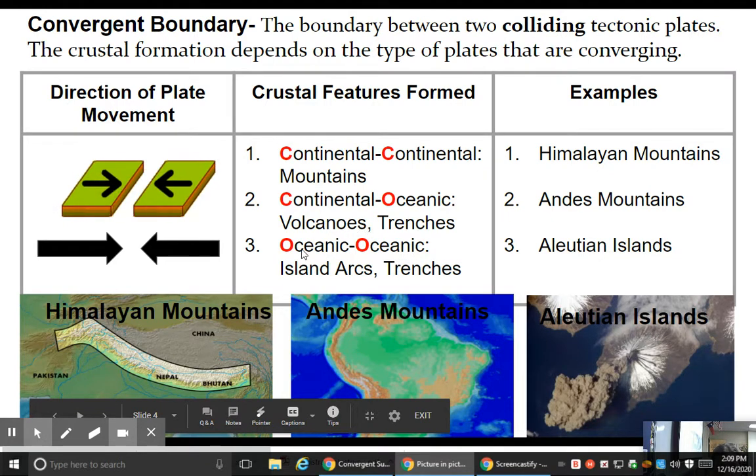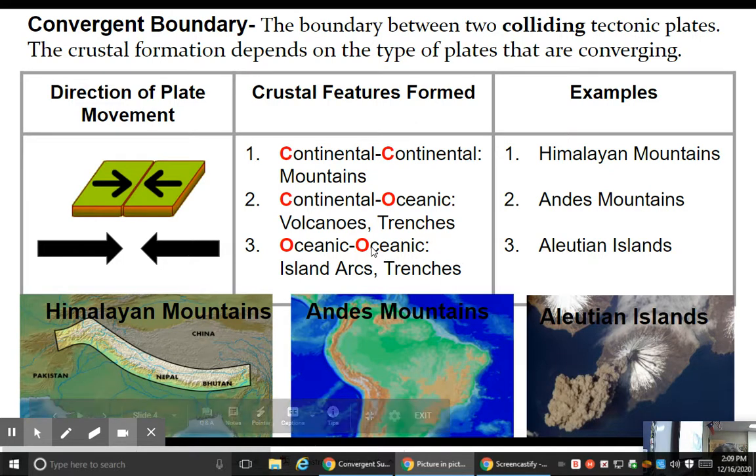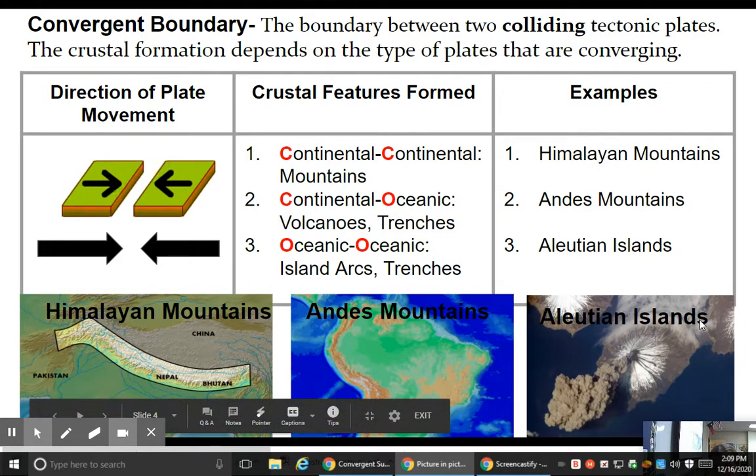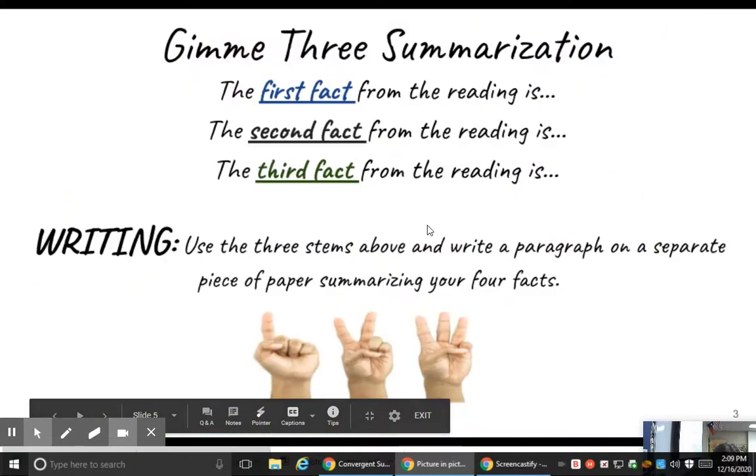If we have oceanic plates converging or colliding, the older oceanic plate subducts, melts in the mantle, and forms island arcs in the ocean as well as trenches. Some examples would be the Aleutian Islands off of Alaska.